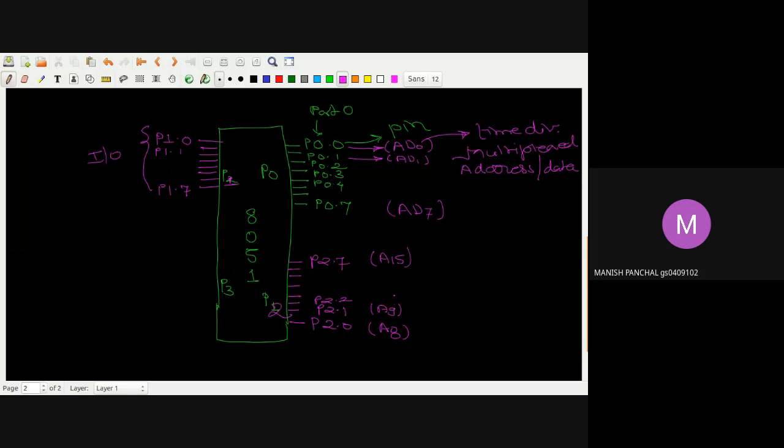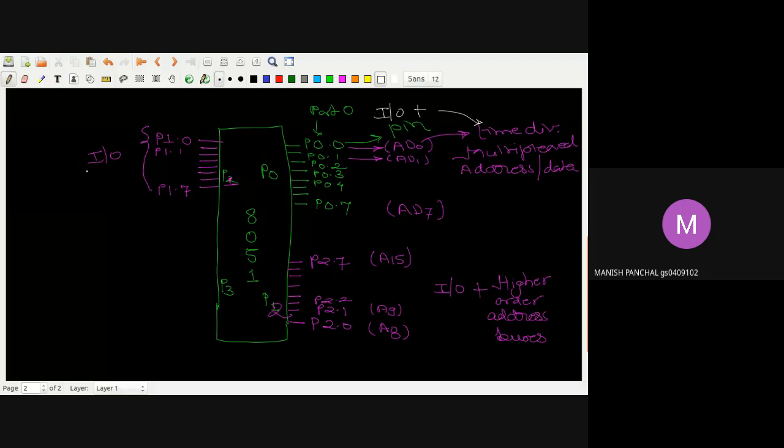Clear? Is it clear? So the dual functionality provided here is that it will act like an IO port, as well as provide the facility of higher order address buses. Here, this is IO, plus this is the time division multiplexed address/data bus. So this is acting like a PIO, just like an IO.